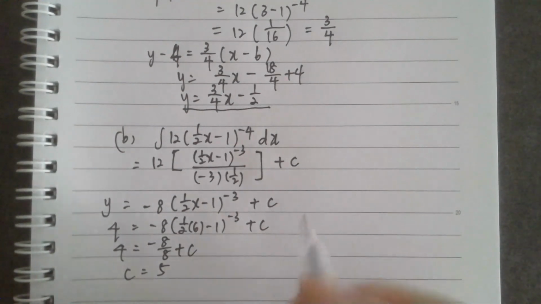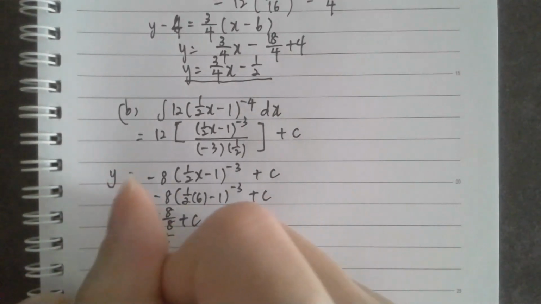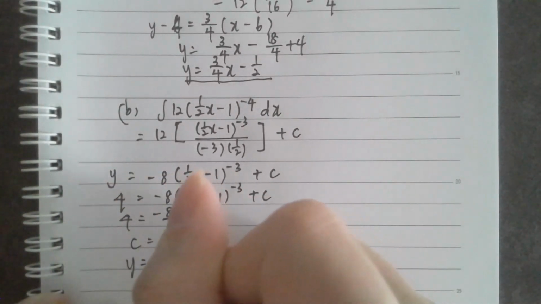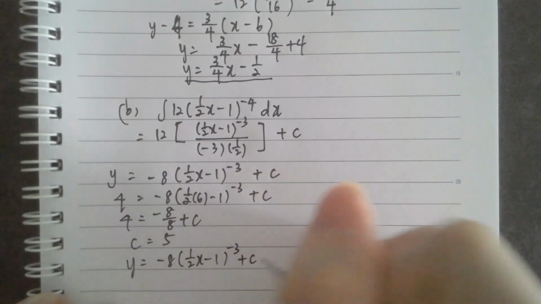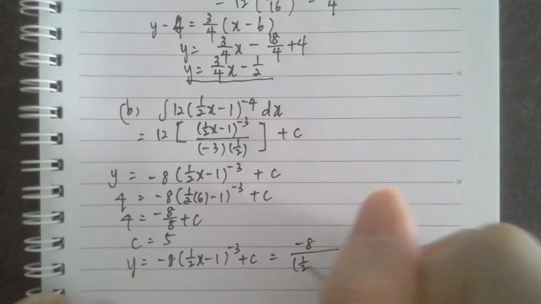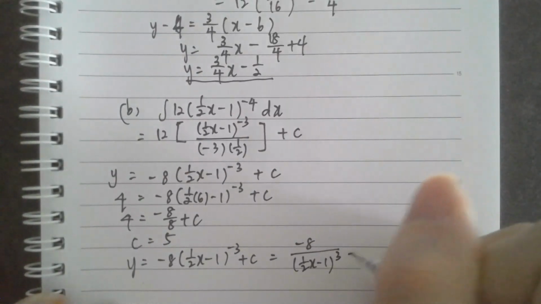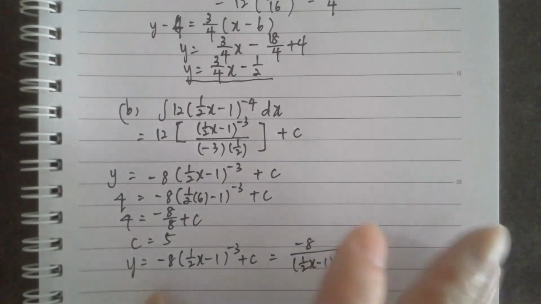Once we've found c, we can write down the equation of the curve, which is y equals negative 8 (½x − 1)^-3 plus 5, or you can write it in fraction form, negative 8 over (½x − 1)^3 plus 5. Both are acceptable. So that's question 2. Moving on to question 3 quickly.